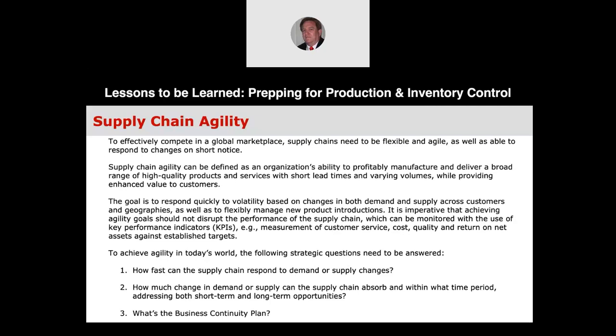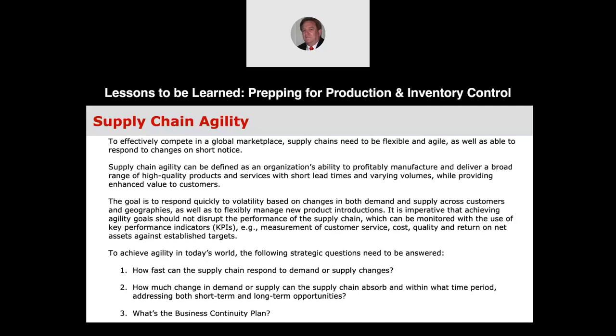Okay. So to achieve agility in today's world, the following strategic questions need to be answered. How fast can the supply chain respond to demand or supply changes? Again, we'll look at countermeasures, and part of this will be the safety stock, but we will also do an in-depth look at lean manufacturing or lean supply chain. This is also how to create flexibility in your manufacturing and supply chain processes, not just the safety stock. Okay, so how much change in demand or supply can your supply chain absorb?